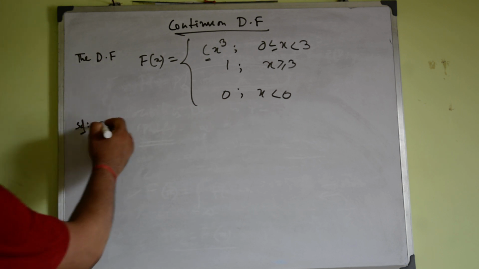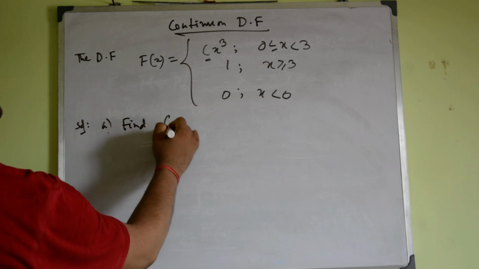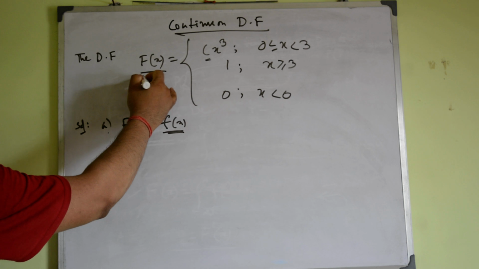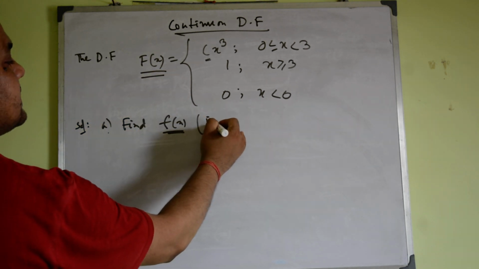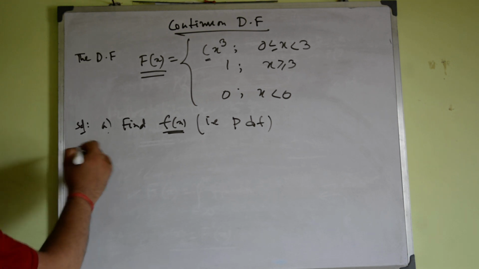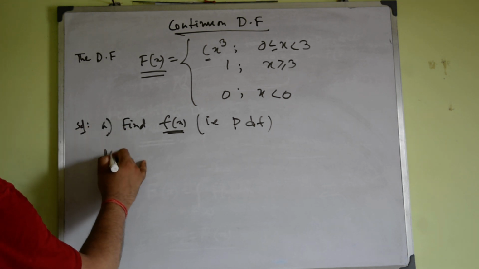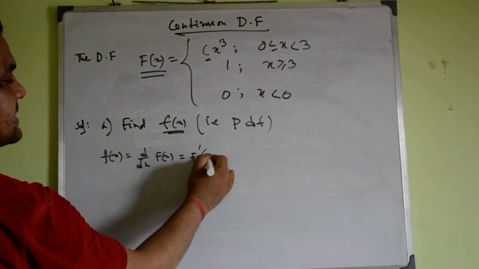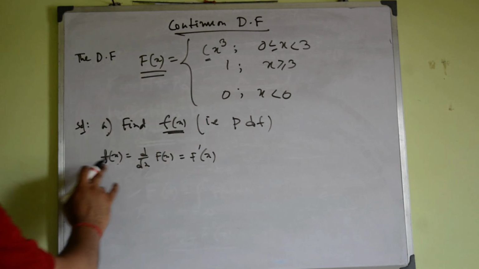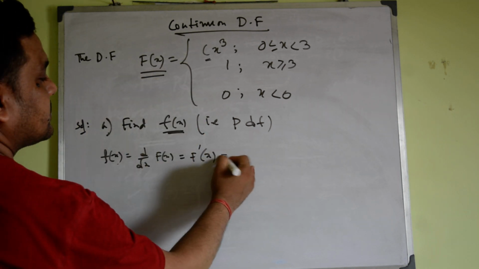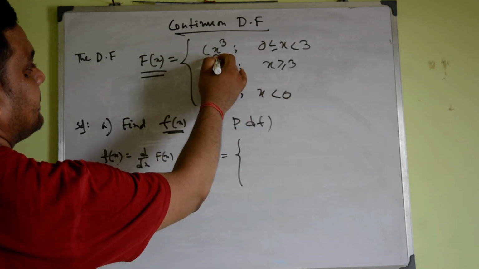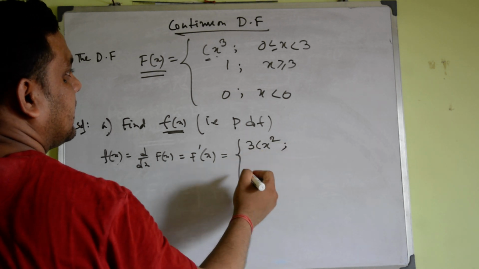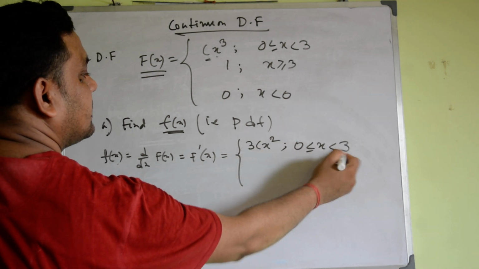Now the first question is to find f(x), I mean the probability density function. In case the distribution function is given, you need to calculate the probability density function. How do you calculate it? It's very simple. You know the formula, f(x) equals d/dx of F(x), or F'(x). You just differentiate it and you will get f(x), the probability density function. If you differentiate with respect to x, you will get 3c x square, for 0 less than or equal to x less than 3.